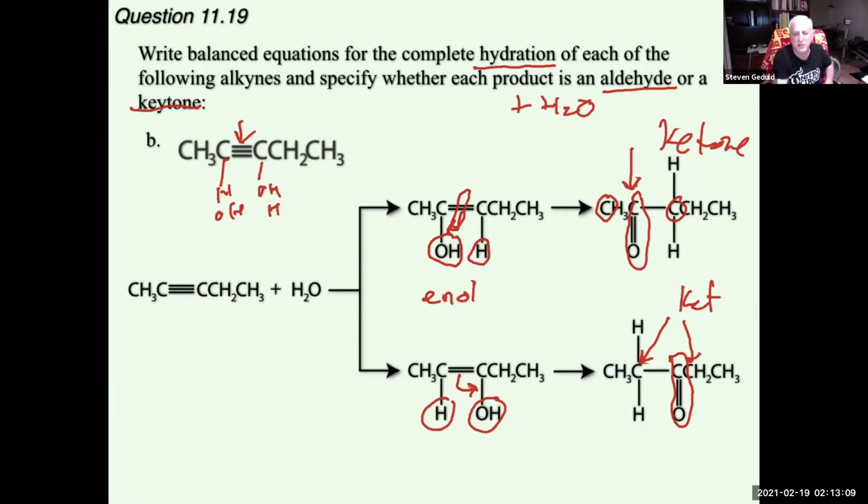That's why enols are unstable. They don't exist except for a short time and then convert over. So there's your enol. This is a ketone, like we said. This is another enol, and this is also another ketone. Enols are always going to form either a ketone or an aldehyde.